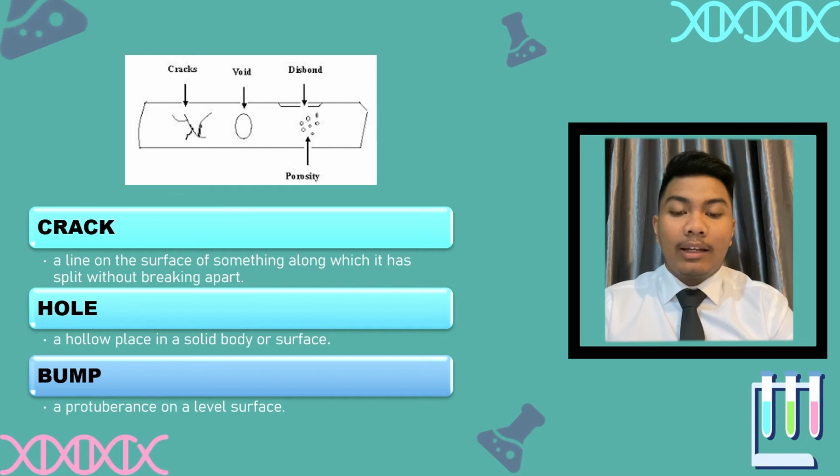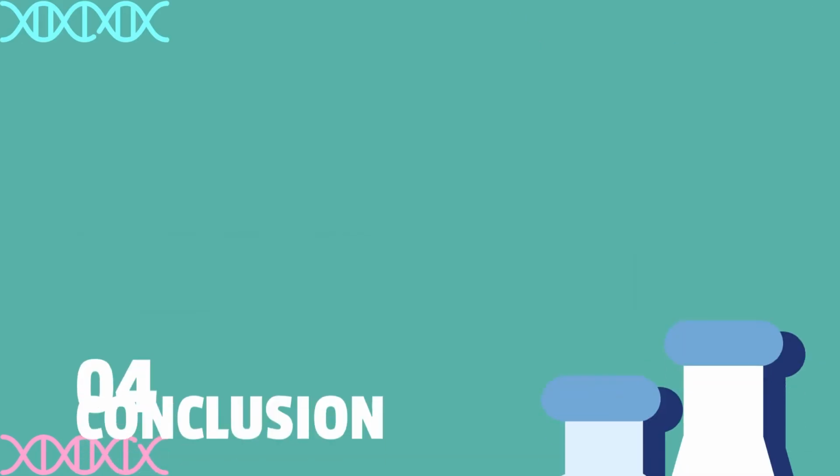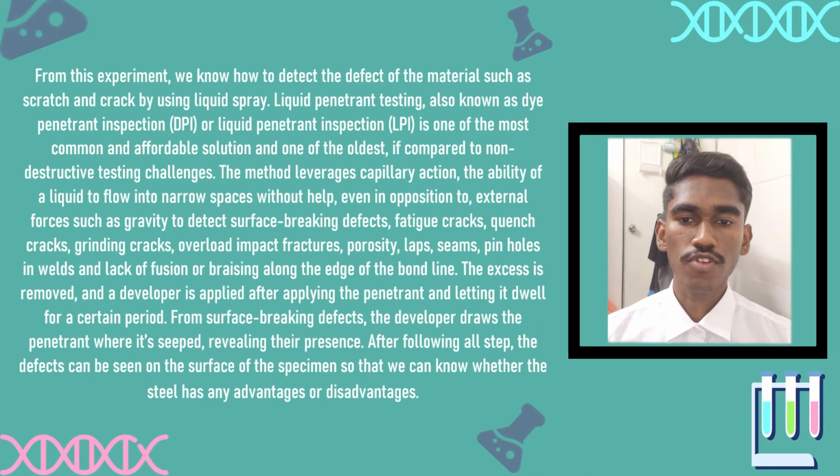Crack is a line on the surface, along which it has split without breaking apart. Hole is a hollow place in a solid body or surface. Bump is a protuberance on a level surface. As a conclusion, from this experiment, we know how to detect the defects of the material such as scratch and crack by using liquid spray.